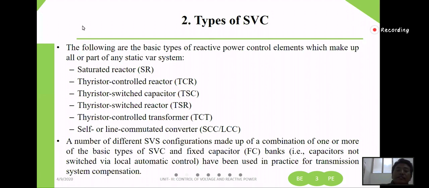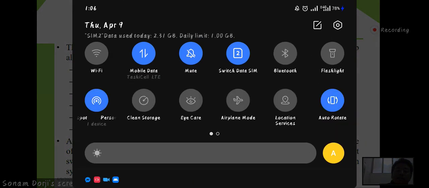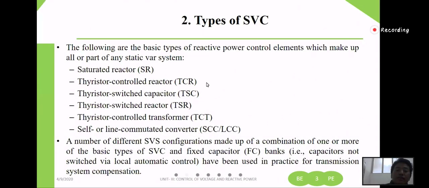There are different types of SVC. From here, we may not be able to do all the characteristics of all types of SVC. But I will choose two, one reactor type and another capacitor type. The function will remain the same: all perform the same function, controlling the voltage and improving the power factor. If we go one by one, we will not complete our syllabus. So we'll choose the thyristor controlled reactor and the thyristor switched capacitor. These are different types of SVC, but all these systems we call an SVS, static VAR system. So types of SVC we have completed.